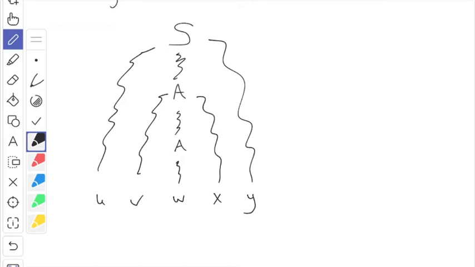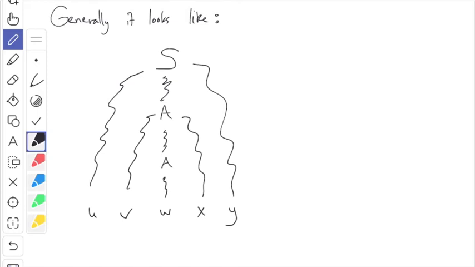The U comes from the stuff on the left side of the original S that wasn't part of the A part. And then that A part, on its two sides, generates some other stuff, which eventually become the strings V and X on the two sides of the A. And you still get the W in the middle. All right. So generally, a parse tree looks something like this.